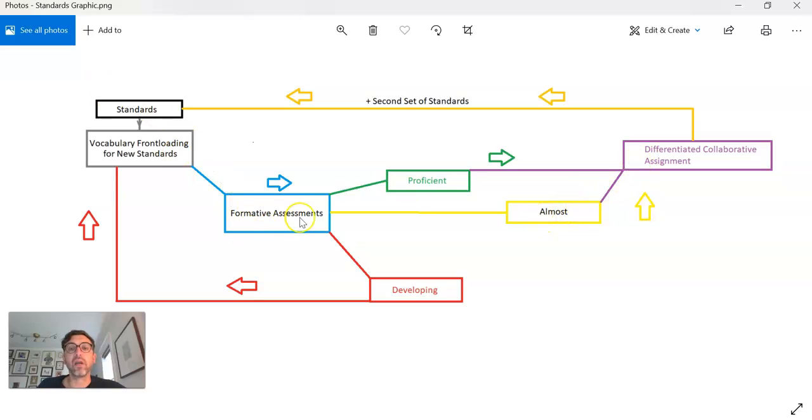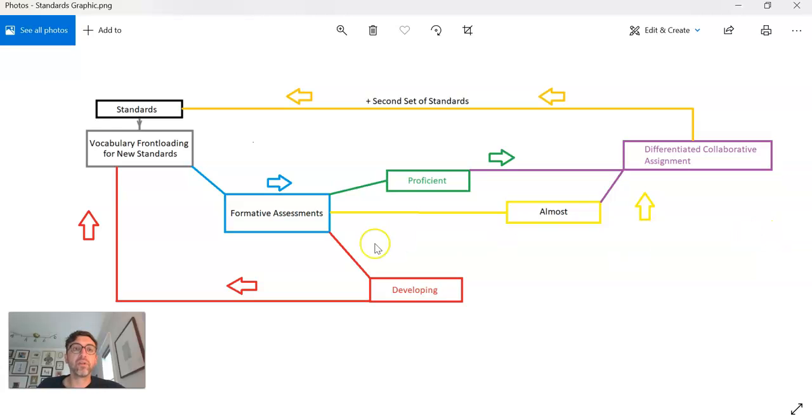If a student doesn't quite get there, and maybe writing standards are coming into play here too, there's more than just two standards, right? There are a lot of different standards that would go into the different boxes as you move forward. But the developing ones go back here, and then we work on them again in the next unit. But as the students become proficient through our objective testing and our formative assessments, now they go into a differentiated collaborative assignment.